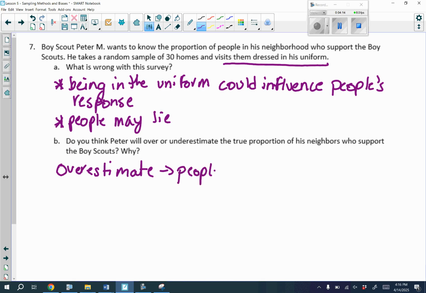So that's a reason it could be an overestimate. Once again, this is also like earlier when we did our bias sampling: the explanation I'm writing down does not need to be exactly the same as what I'm writing, but it should be along the lines of what we have here. So people may say they support them when they actually don't.